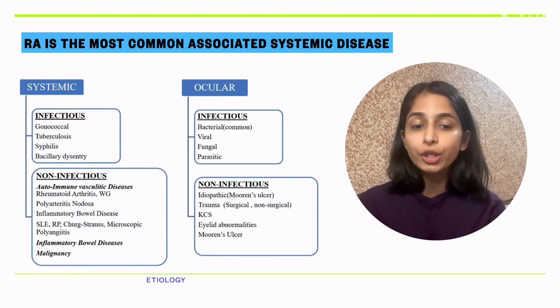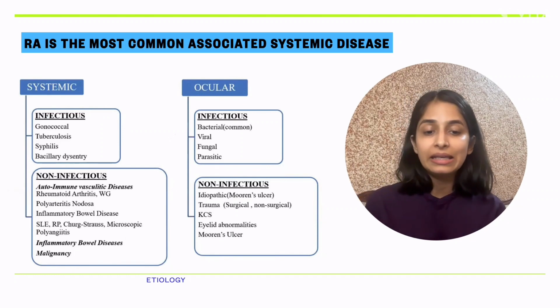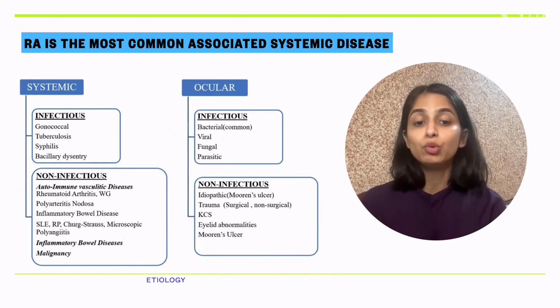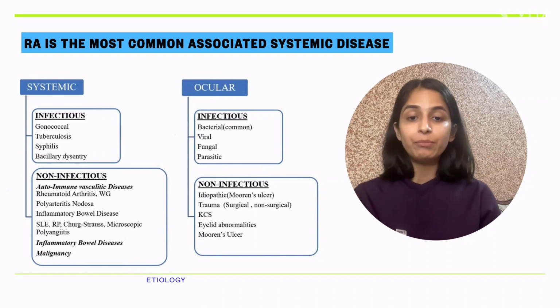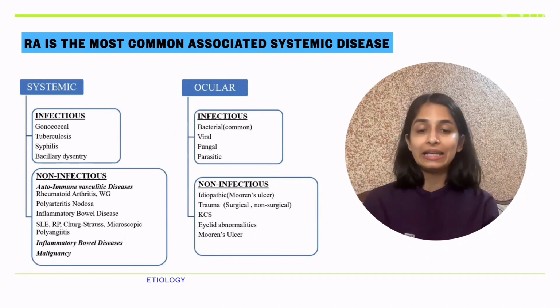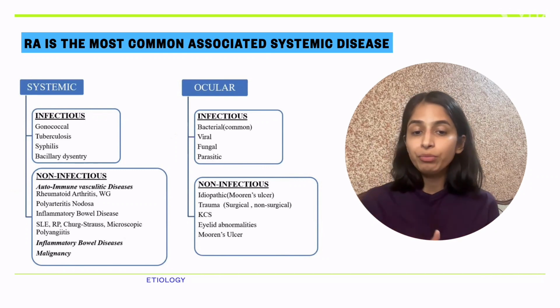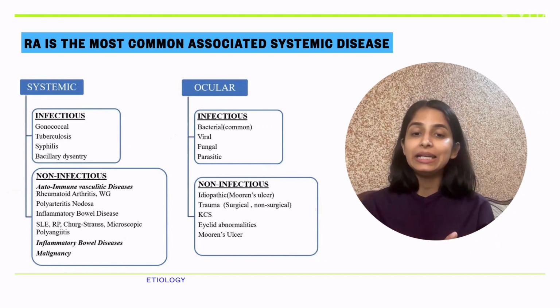And on the ocular side, causes are divided into infectious, including bacterial, fungal, viral, or parasitic, and non-infectious, such as Mooren's ulcer, which is idiopathic PUK, or trauma, keratoconjunctivitis sicca, or any eyelid abnormalities. So clinically, whenever we see a PUK, we must determine, is it infectious, is it autoimmune, or is it because of the localized ocular pathology? Because the management differs completely based on the cause.